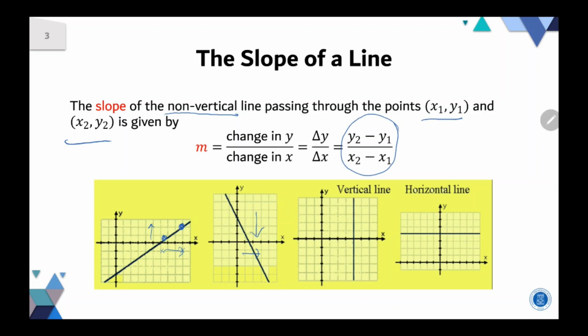But for horizontal line, what happened in horizontal line? We see that there is no change in y here. The y keeps constant. So we have delta y will be 0. In this case, the slope will be 0. Yeah, 0 divided by anything will be 0. Okay, so for horizontal line, the slope is 0.